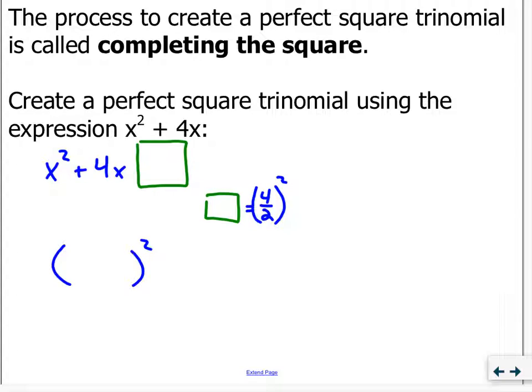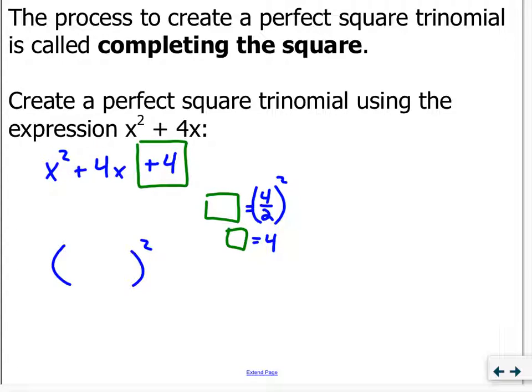For extra bonus points, ask me tomorrow why that number is found by the process called completing the square. What square are we completing? I'll show you that tomorrow. So if I figure this out, 4 divided by 2 is 2. 2 squared is 4. So my box, that value is equal to 4. So I'm going to put a plus 4 in here.